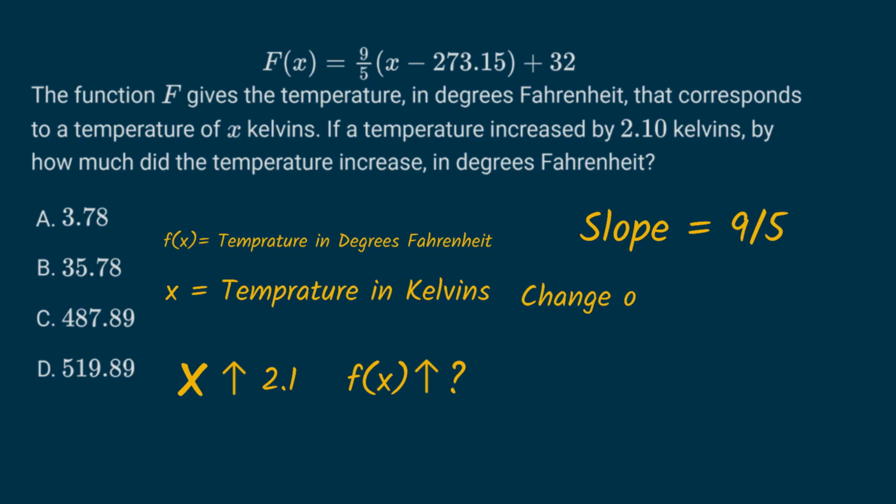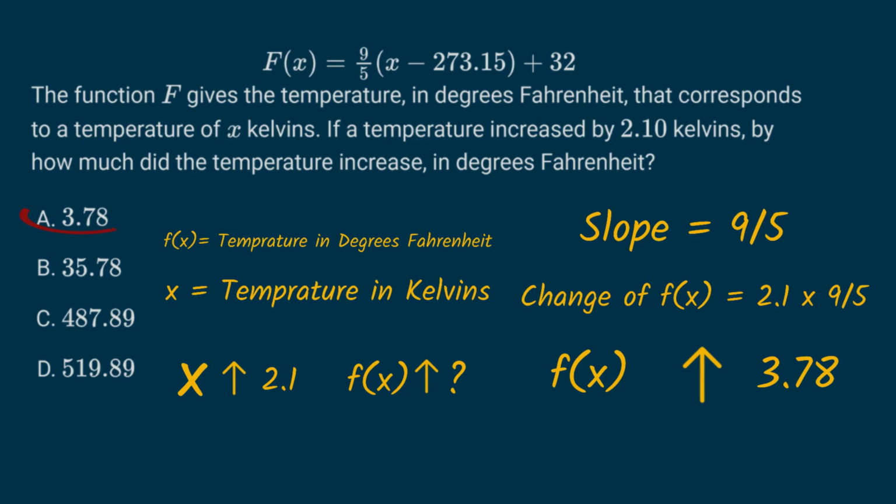In that case, we have an increase in the x value, so we will multiply the positive 2.1 with 9/5. The outcome is positive 3.78, meaning that the increase of the temperature in Fahrenheit, which is the y value, is 3.78. The answer should be A. You can repeat the video for further clarity.